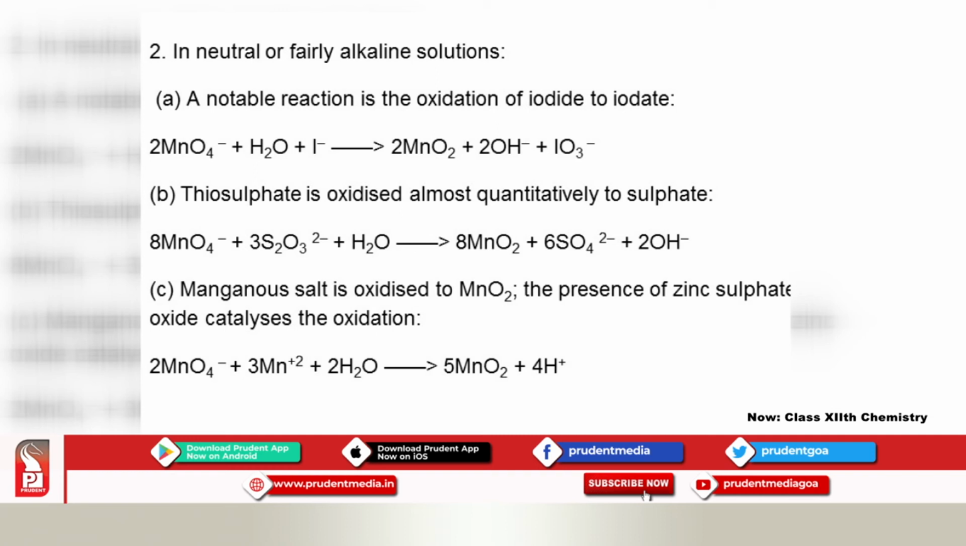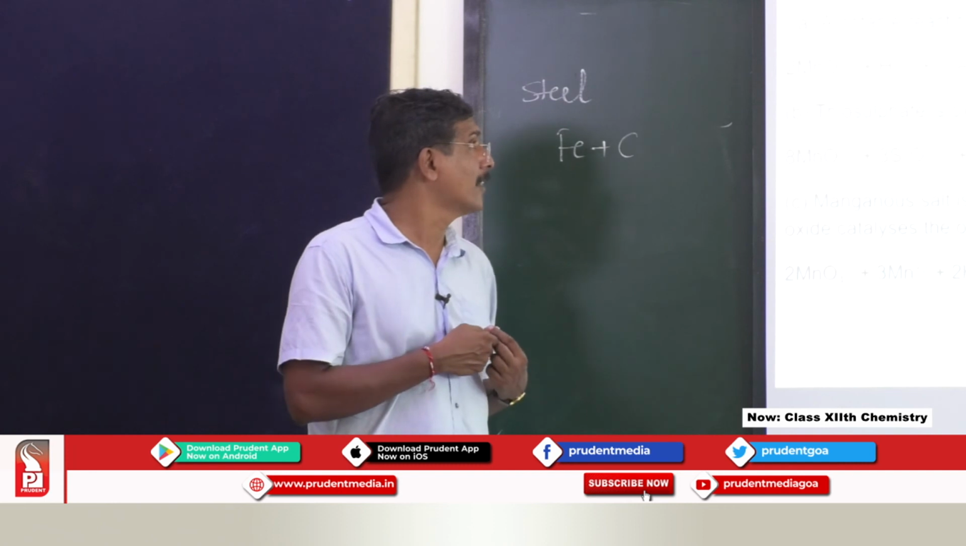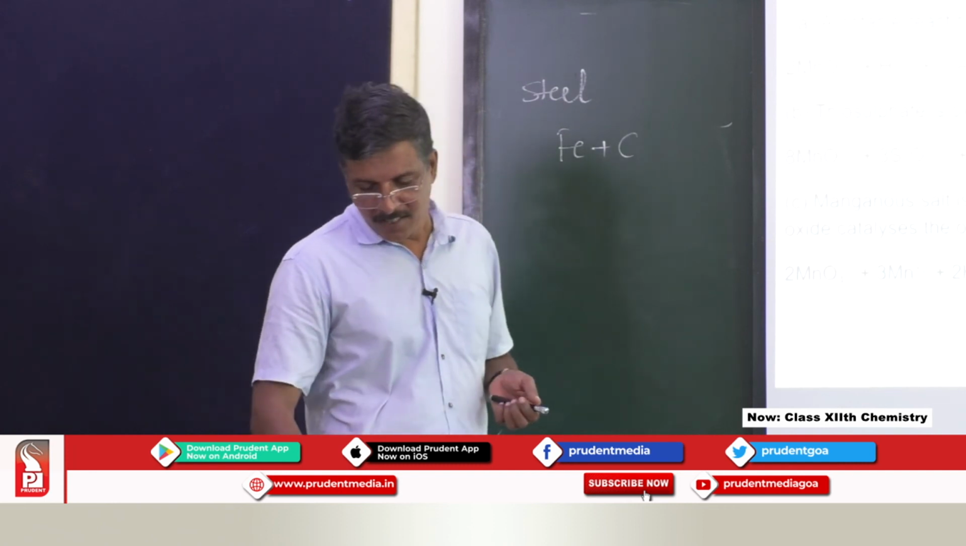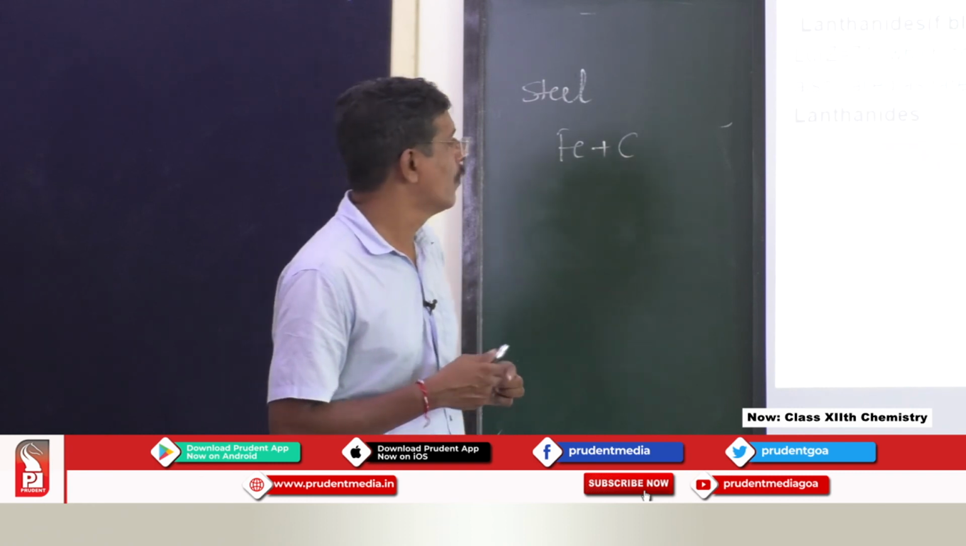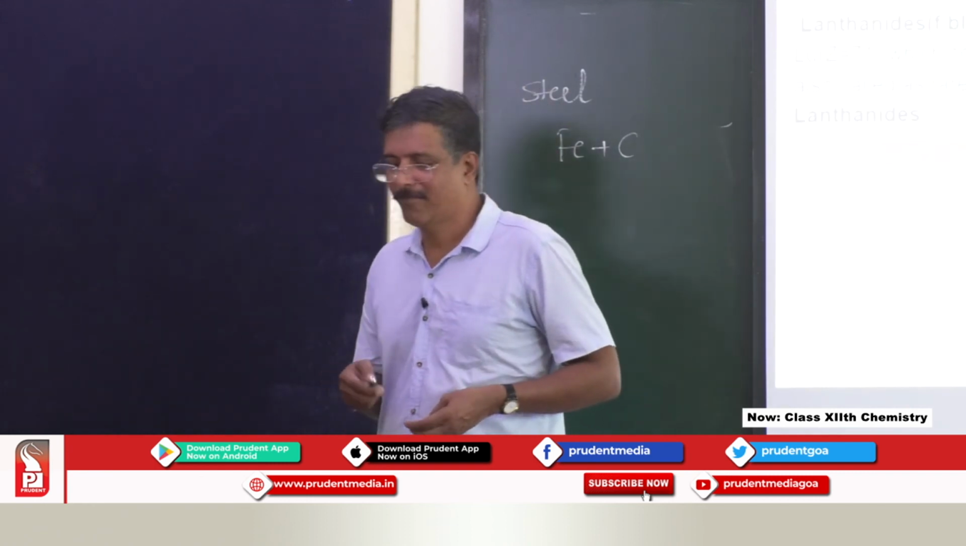And next is thiosulfate S2O3 2- oxidized almost quantitatively to sulfate. Okay, this is 8 times MnO4-, 3 times S2O3 2-, H2O giving MnO2 and 6 times sulfate and OH-. And manganese salt is oxidized to MnO2; the presence of zinc sulfate or zinc oxide catalyzes the oxidation. Next, see MnO4- with 3 times Mn2+ and water gives you MnO2 and 4H+. Okay, these are not in acidic condition. They are in either neutral or fairly alkaline condition.